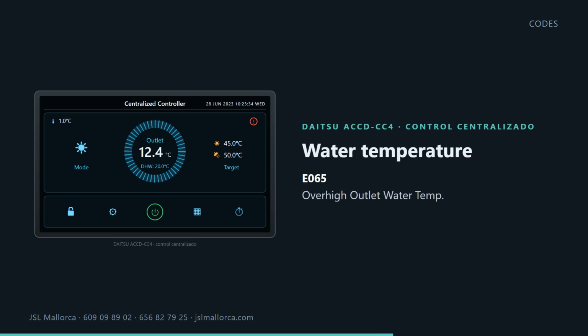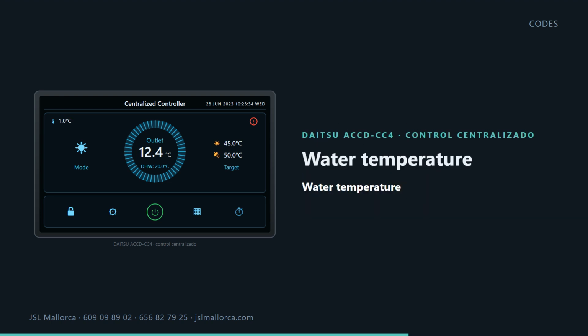Code E065. Over-high outlet water temp. It happens because excessively high water outlet temp. Code E071. Low outlet water temp. It happens because excessively low water outlet temp. Here the unit is saying the water is leaving hotter or colder than it should. It usually goes hand in hand with a setting that's too demanding, or with a flow problem.